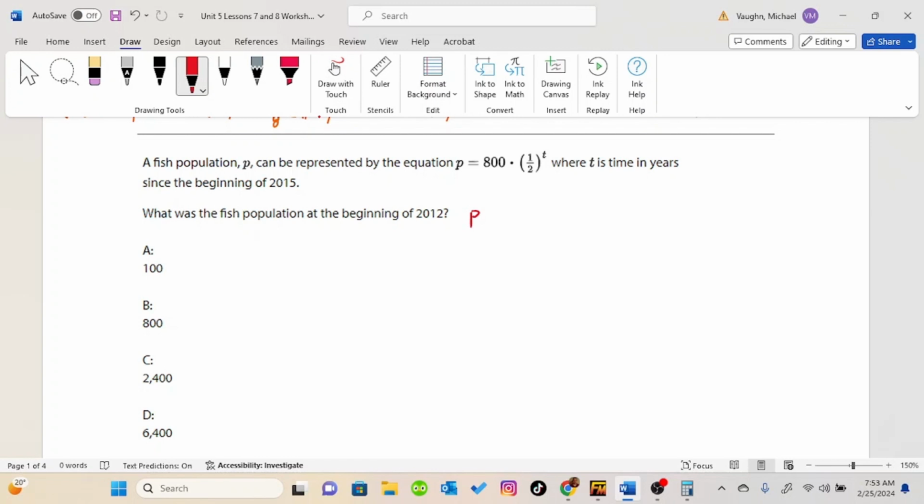So P of -3, because if we are representing T as the time in years since 2015, and we want the population in 2012, that's 3 years earlier, so we would say -3 is our years. That's going to equal 800 times 1/2 to the power of -3.